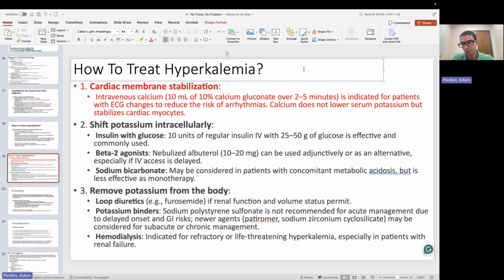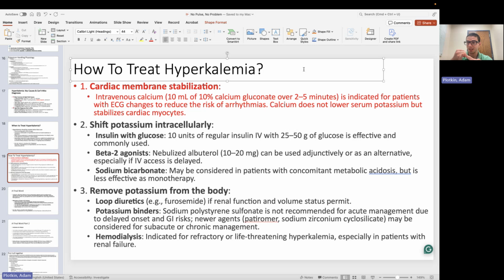So again, treatment in order. Whenever you get a patient with hyperkalemia, like in a hyperkalemic crisis, right? We talked about the reasons why. So they've got symptomatic hyperkalemia. Their potassium's like above, I would say, 6, 6.5. It's starting to creep up there. We're seeing the EKG changes, right? We need to treat them, right?